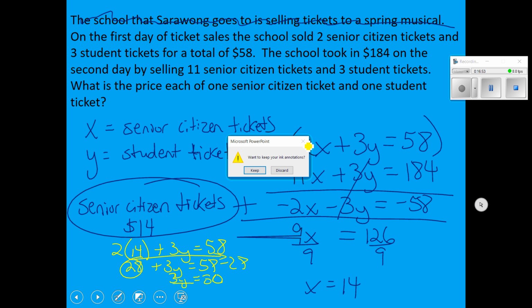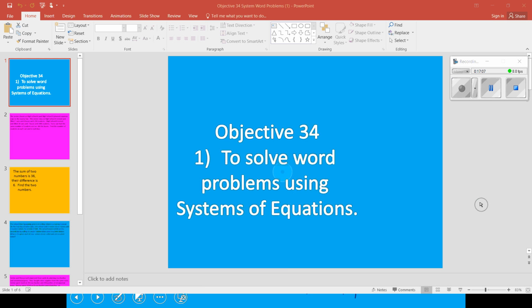And that makes sense to us. Again, could you have a negative? No, that would not make sense. That would be them paying us to come see the play. So that would not make sense. So, you know, make sure that your answers do make logical sense when you get it.